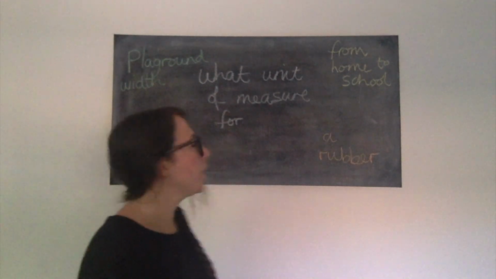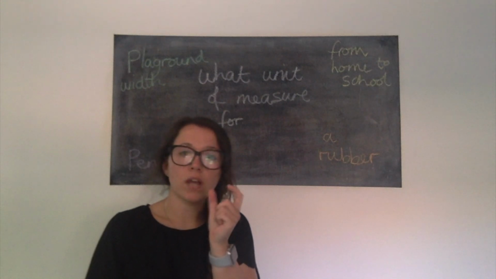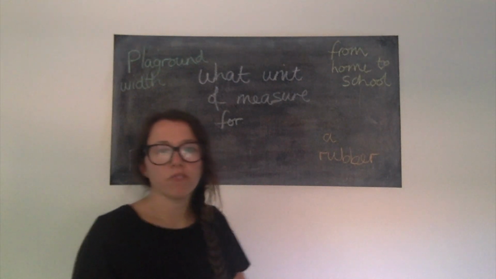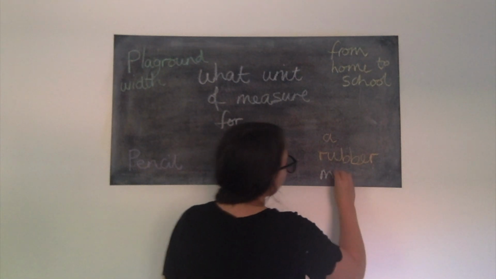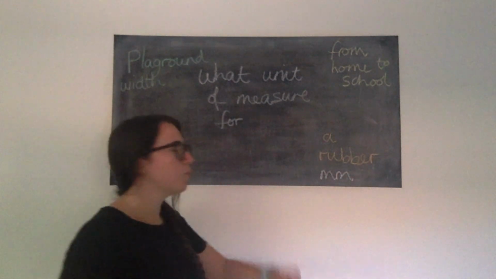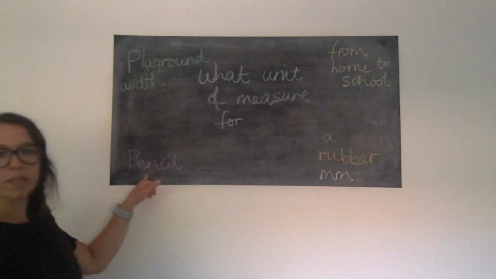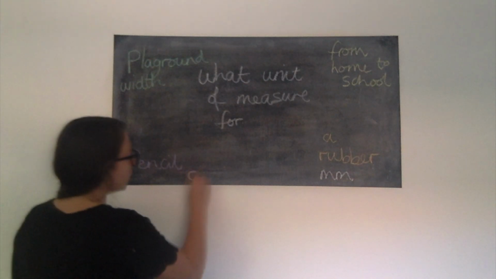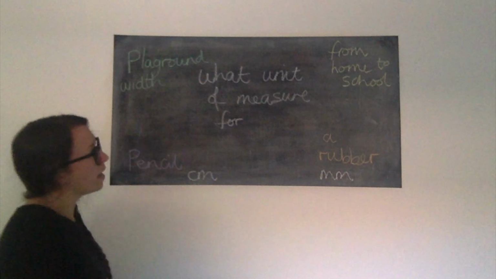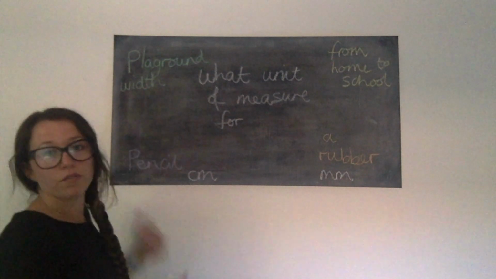Let's start with the rubber. So the rubber is our smallest thing to measure, so we would use our smallest unit of measurement. So hopefully you remember that's our millimetre. We write that by doing mm. Okay, it would be accurate in millimetres. The next biggest object is our pencil. So the best way to measure that would probably be in centimetres. So that's cm.